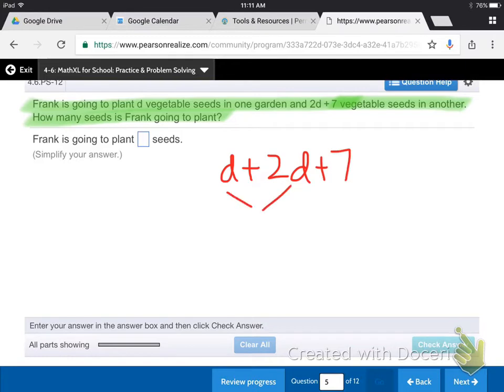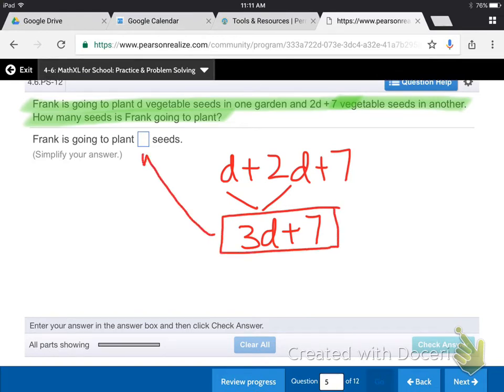And you can see that if we add D plus 2D, that's 3D. Those are our like terms, plus 7, because 7 doesn't have another like term. So this is our answer. He's going to plant 3D plus 7 seeds. Goes right there.